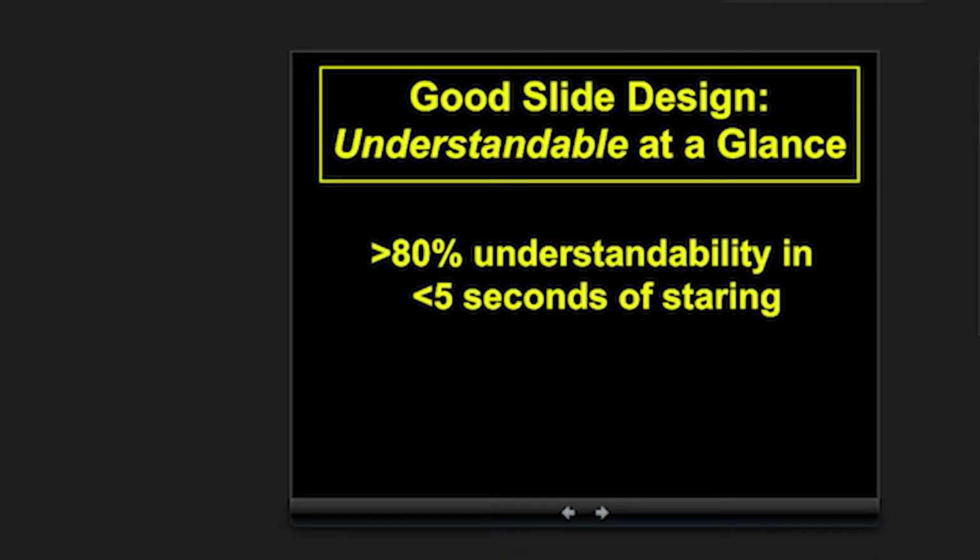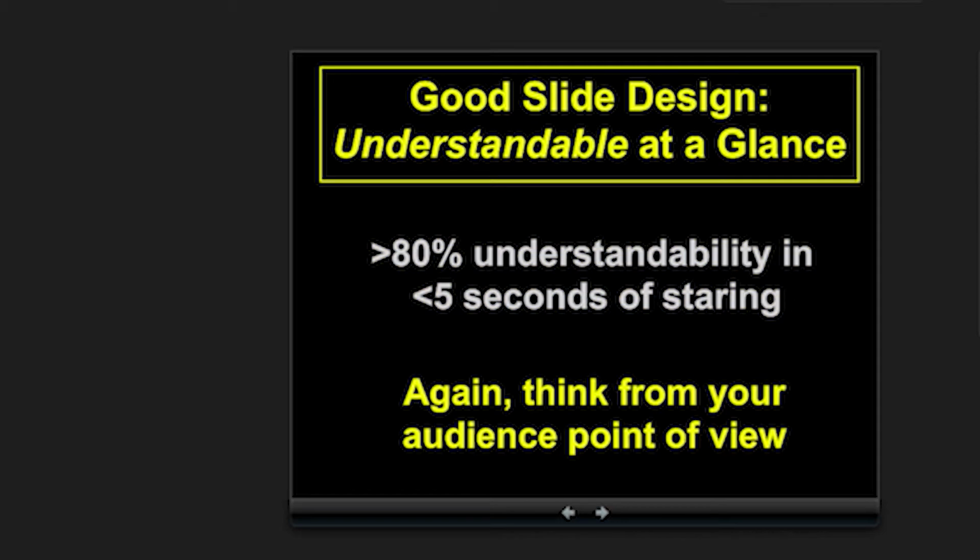So the bottom line is, what is a good slide design? As Dr. Holmes said, learning how to do good slide design is very important to deliver a talk effectively. The principle is very simple. You have to become understandable at a glance. When people look at it for 5 seconds, they understand 80% of what you want to say. That's a good slide design. If they have absolutely no idea what you're going to talk about, that's a poor design. So you can use this principle to do it.